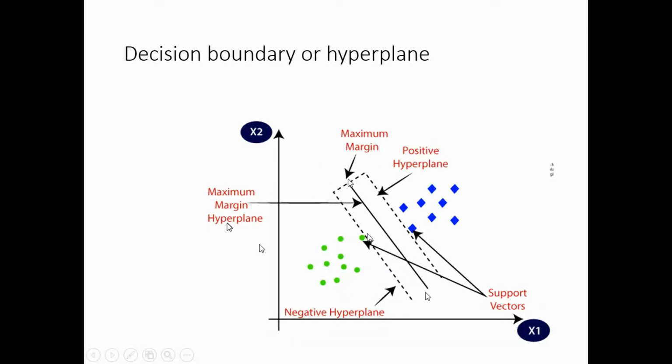Further than that, nothing is there. So this is the maximum margin available, and this is your positive hyperplane, this one. And then we have the support vectors.